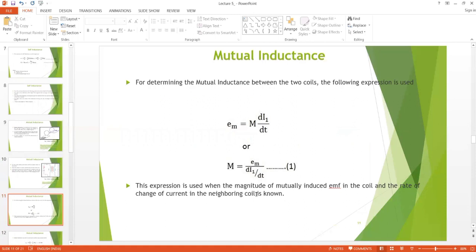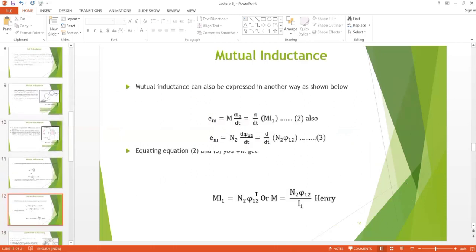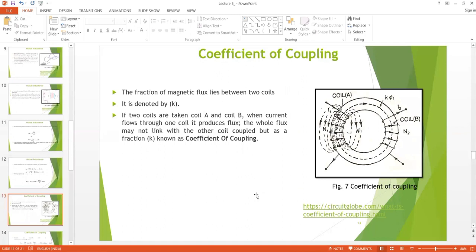You can see that the mutual inductance is also increased if the rate of change of current is less. So mutual inductance M is proportional to 1 by di by dt. When we combine both of them, we will get M is equal to N phi 12. If you're talking about M12, it is N1 and phi 12. If it is M21, it is N2 and phi 21 with respect to the other coil.